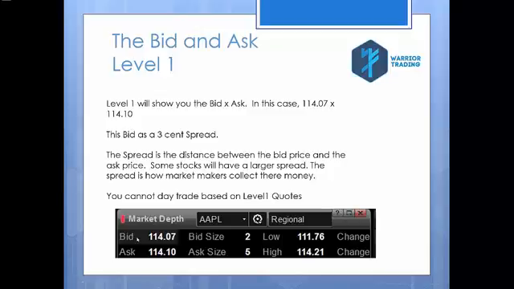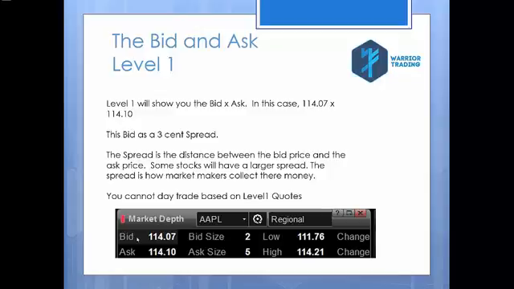So we've got a 3-cent spread in the level 1. The 3 cents is the difference between the bid and the ask. That means if you buy on the ask, you're immediately down 3 cents, because if you wanted to get right out, you'd have to sell on the bid for a 3-cent loss. Stocks that have a really big spread, like 20, 30 cents, are going to be harder to day trade. We're going to avoid those.